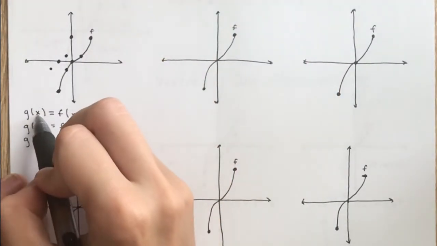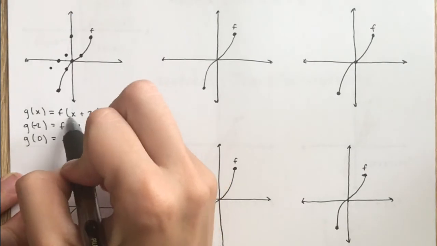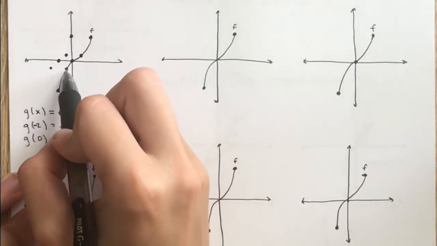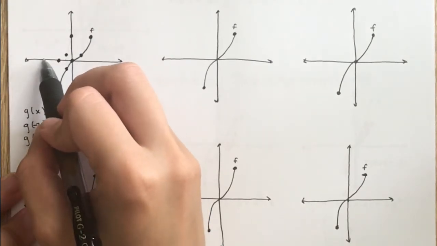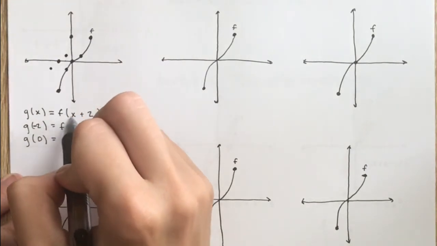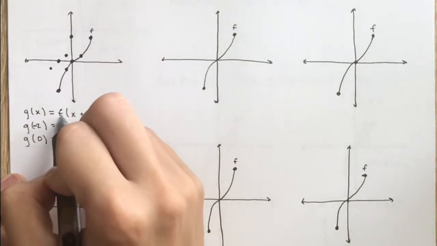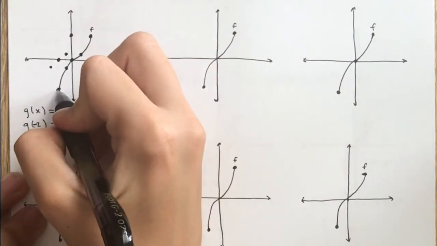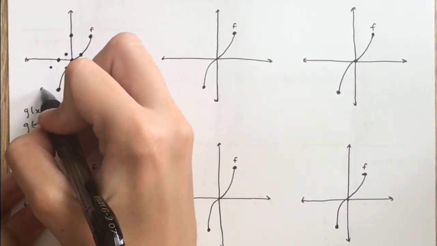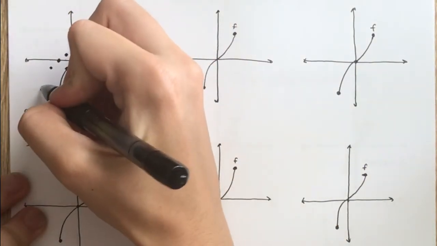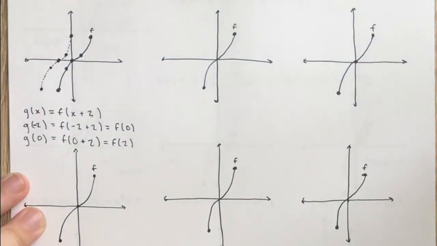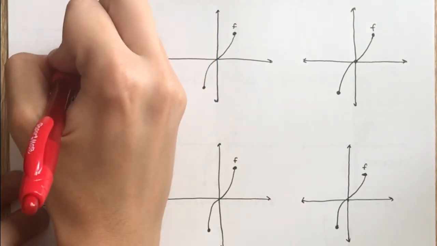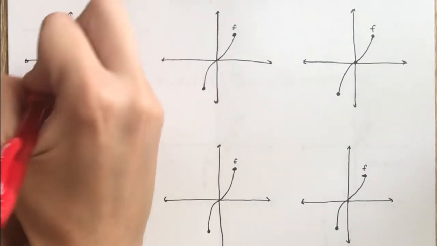G of negative 3 is going to be f of negative 3 plus 2, which is f of negative 1. f of negative 1 is negative 1. So we have negative 1 here. And g of negative 4 is going to be f of negative 4 plus 2, which is f of negative 2. F of negative 2 is negative 8. So we have the output negative 8 here. So our graph ends up looking like this. It feels a little bit complicated, but we've shifted here to the left.